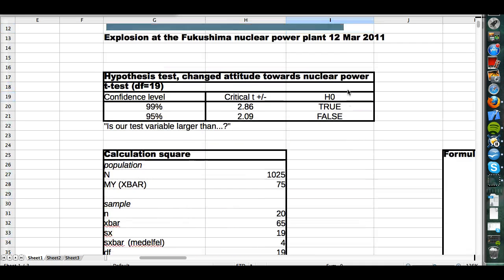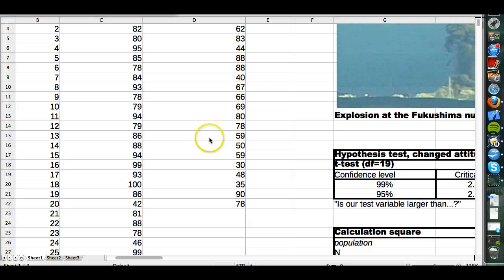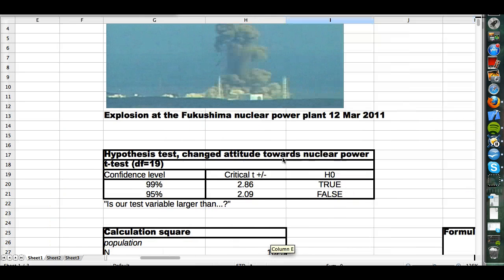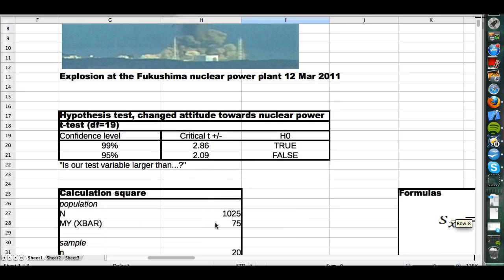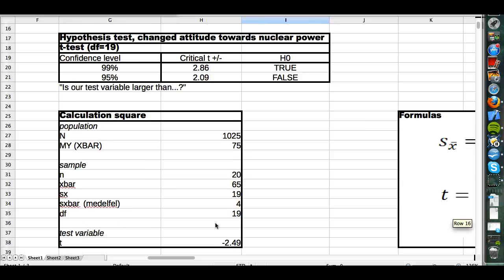I hope that you fool around with these numbers and try changing them. Try changing them so we cannot refute the null hypothesis at the 95% confidence level, and try changing them so we can refute the null hypothesis at the 99% confidence level, and try to understand how these parameters are all related to each other.